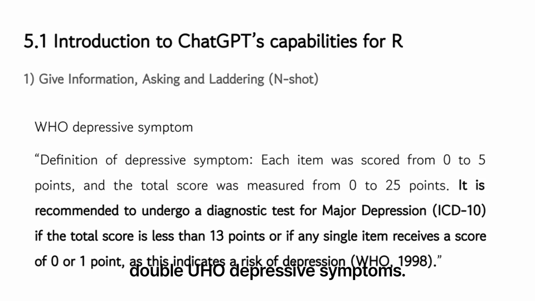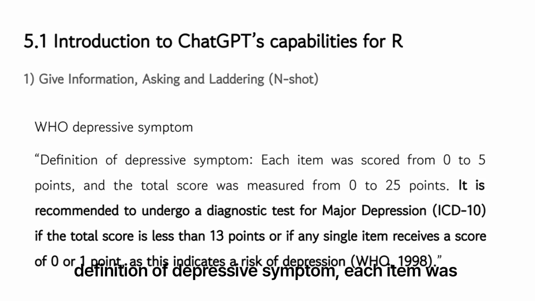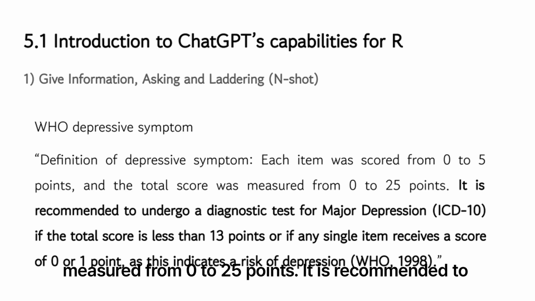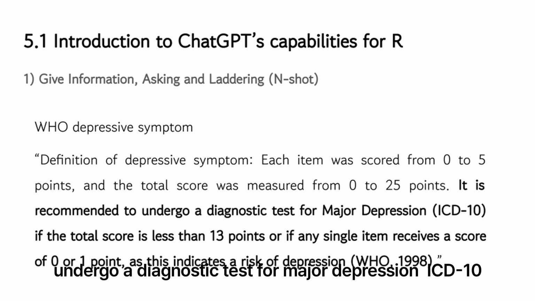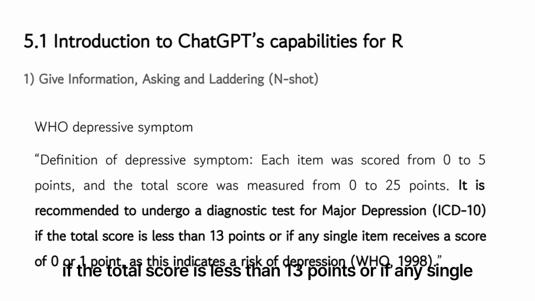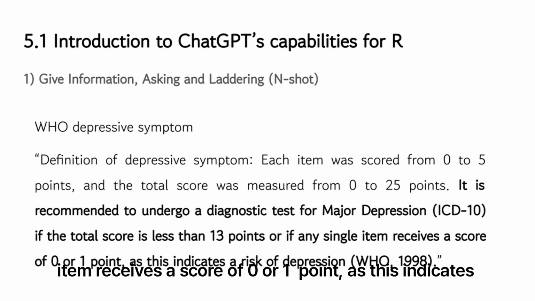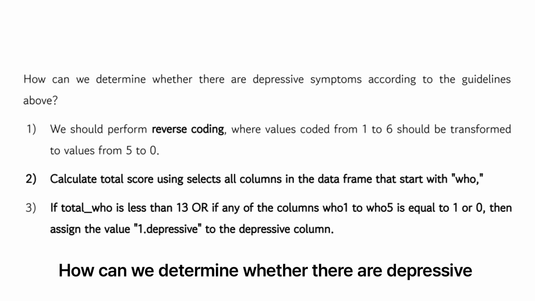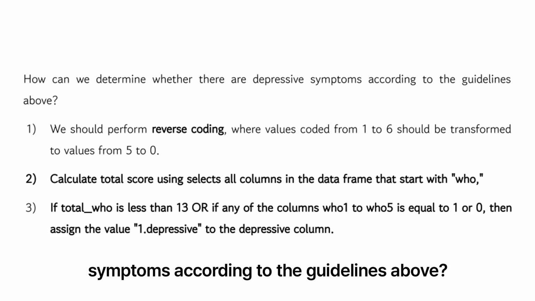WHO depressive symptom. Definition of depressive symptom: each item was scored from 0 to 5 points, and the total score was measured from 0 to 25 points. It is recommended to undergo a diagnostic test for major depression, ICD-10, if the total score is less than 13 points or if any single item receives a score of 0 or 1 point, as this indicates a risk of depression. WHO 1998. How can we determine whether there are depressive symptoms according to the guidelines above?